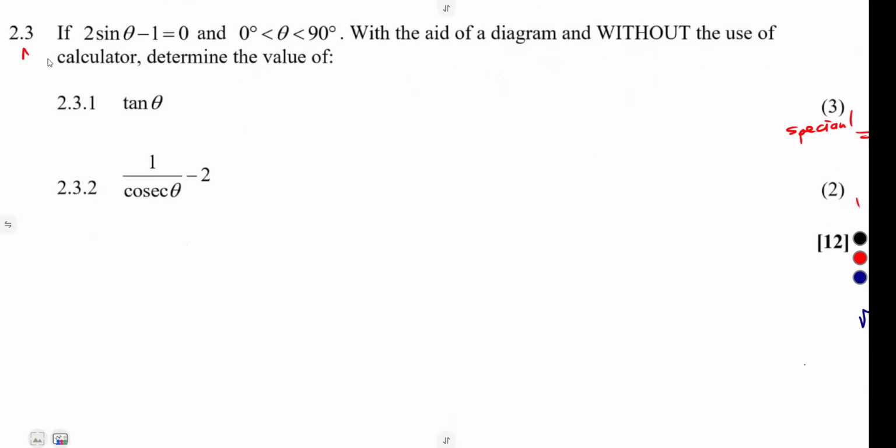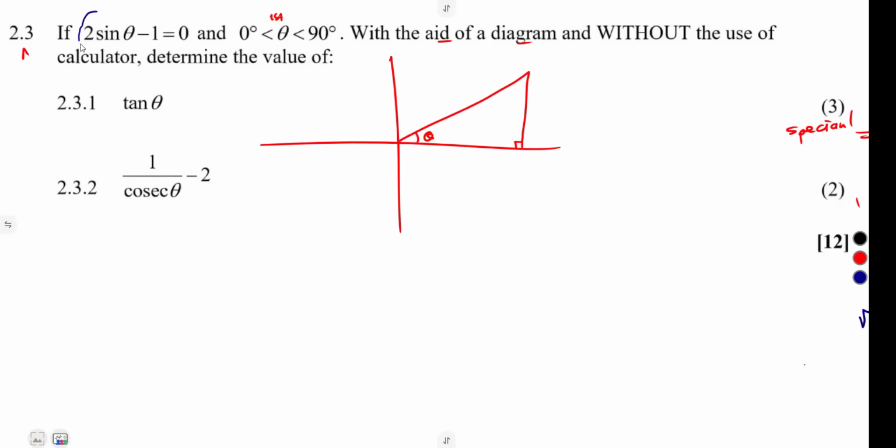They are saying here, if 2 sine theta minus 1 is equal to 0, and theta is taken from 0 to 180. That's in the first quadrant, that's an acute angle. So with the aid of a diagram, this is going to be found in the first quadrant like this. So we're going to need theta. In order for us to have the ratio presented, whether it's opposite, adjacent, hypotenuse, this ratio must be taken from the statement.